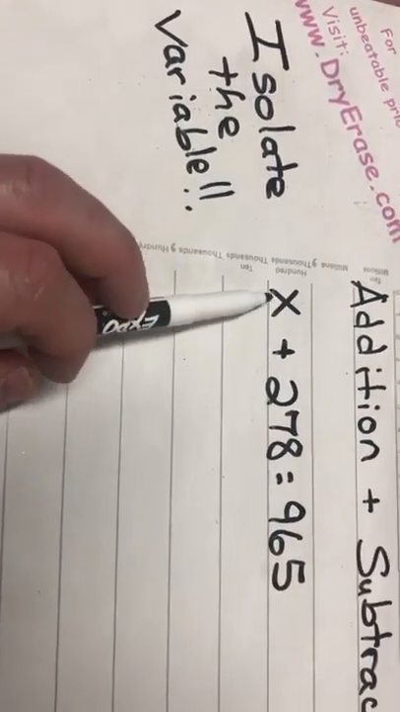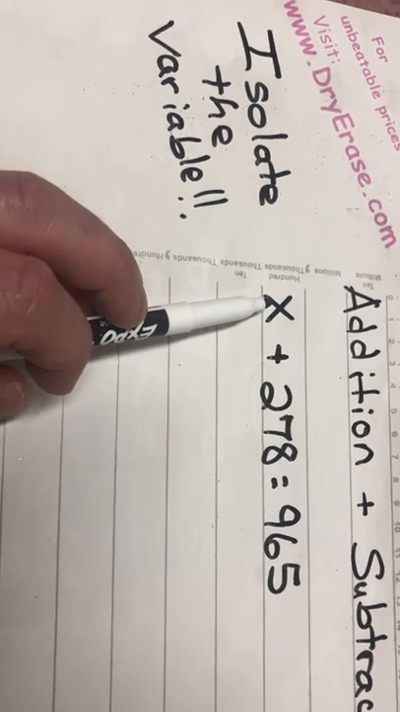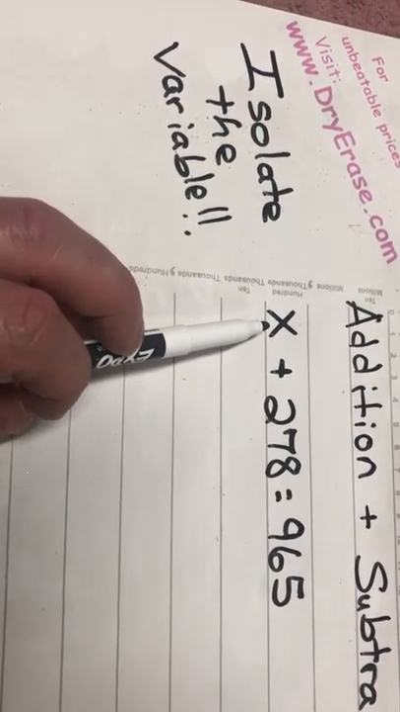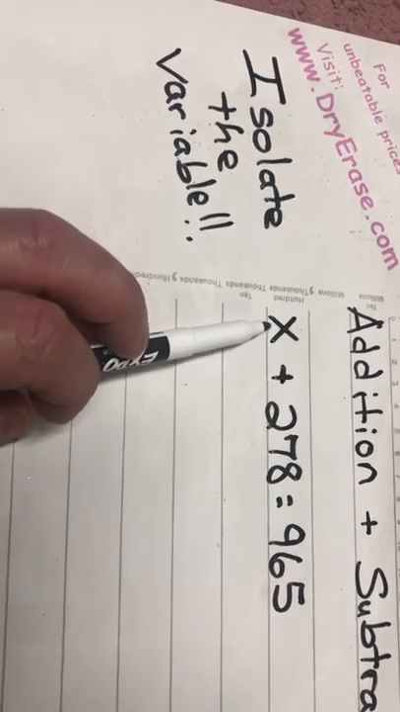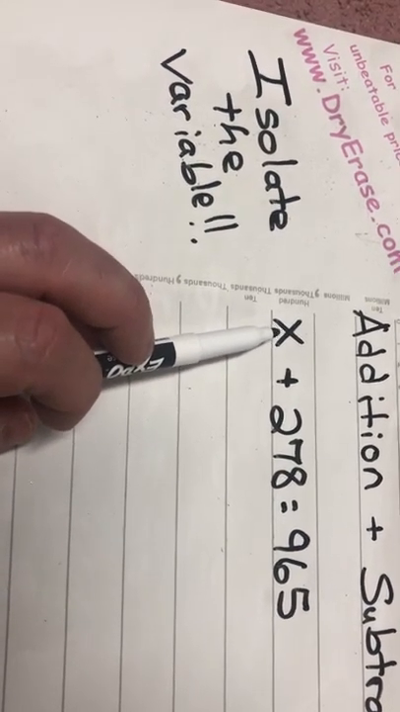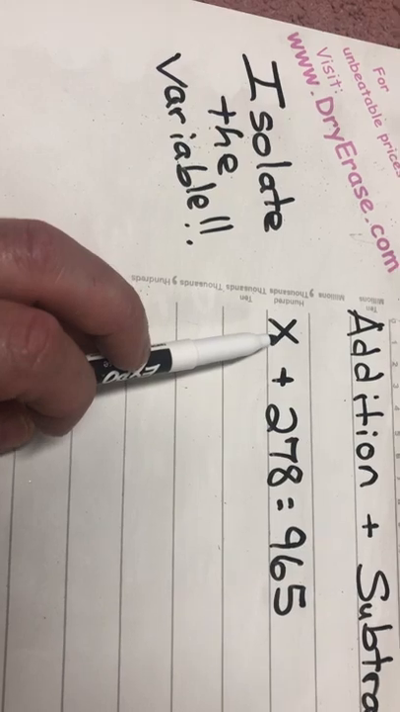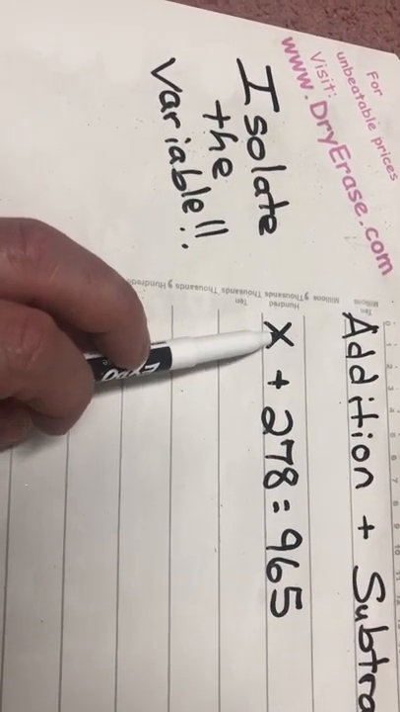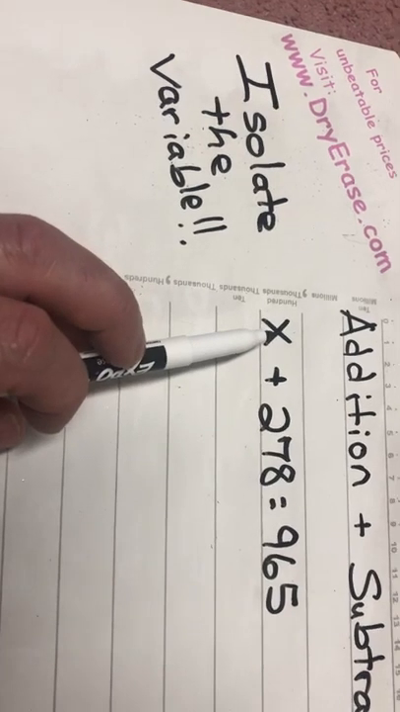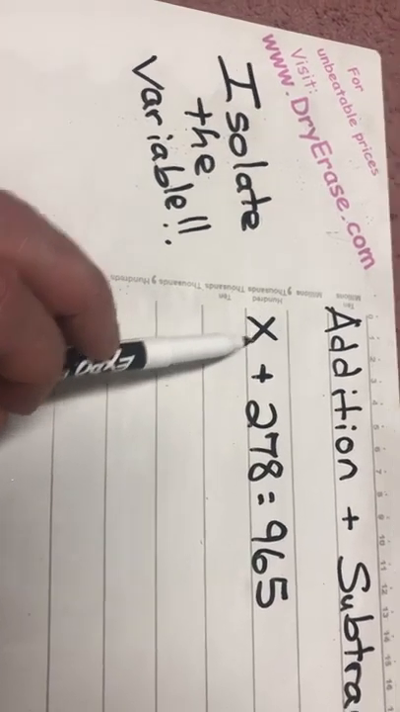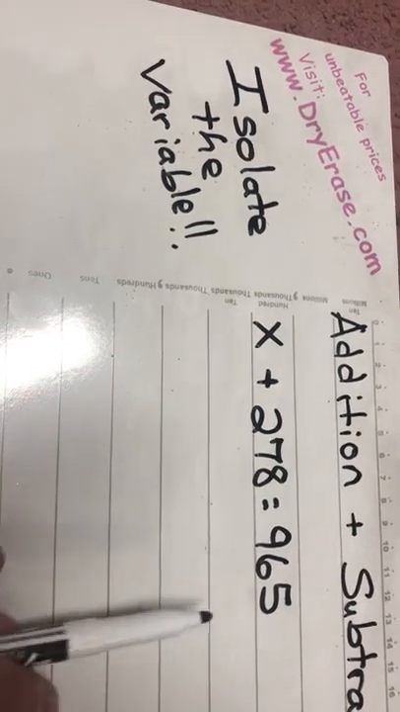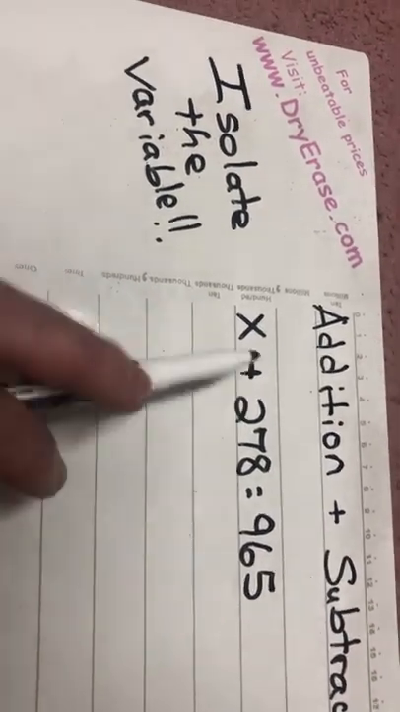So the variable in this situation is x. A variable by definition is just a symbol or a letter that represents an unknown number. We're going to be using x today. X is a very common variable, but a variable can be any letter, A, B, all the way up through Z. Okay, just depending on what you're doing, it really doesn't matter. We're going to be primarily using x today. X plus 278 equals 965.